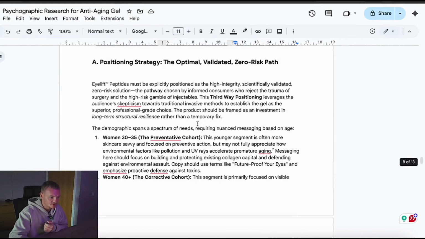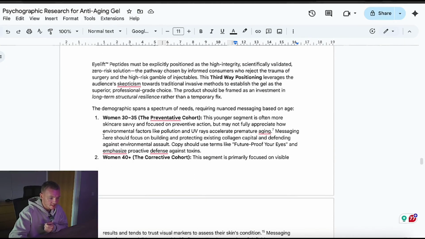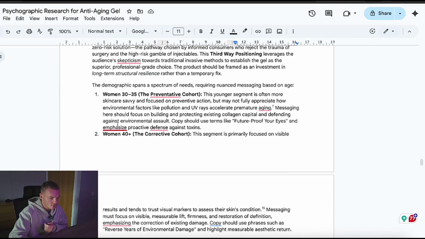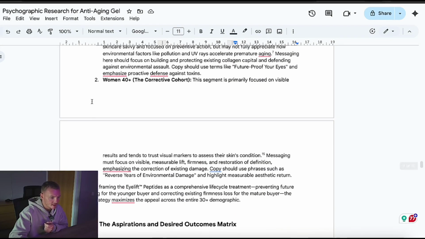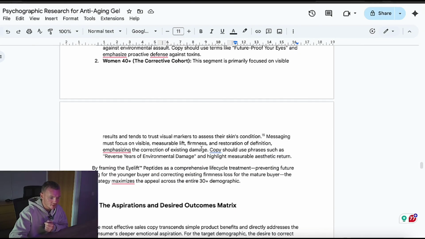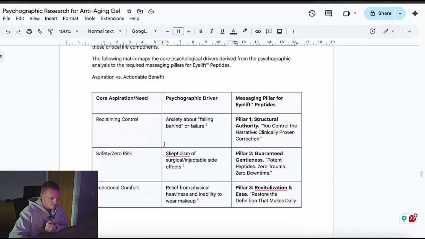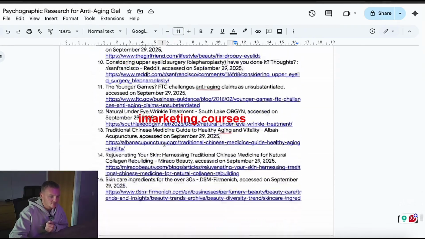So we've got an absolute ton of stuff in here. And look at this, it's given us two different cohorts: women 30 to 35, a younger segment, skincare savvy, they know more, and then women 40 plus, primarily focused on visible results and tending to trust visual markers. But yeah, we've got a bunch of stuff in here.